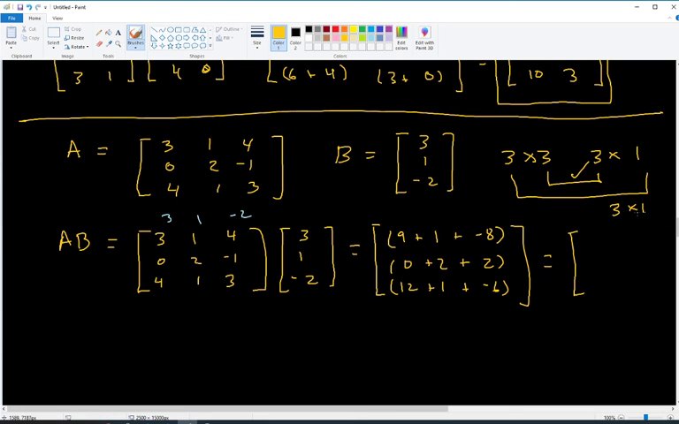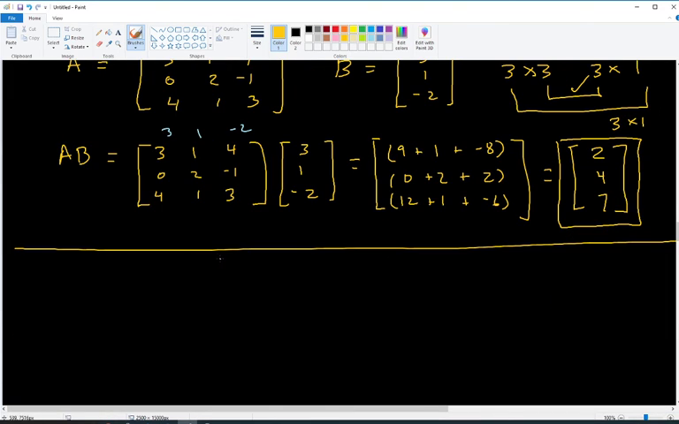We were supposed to get a 3 by 1 back, and we're going to. 9 plus 1 is 10. 10 take away 8 is 2. 0 plus 2 is 2. Plus 2 is 4. And 12 plus 1 is 13. Take away 6 leaves you 7. We end up with a 3 by 1 back, and our 3 by 1 is this matrix here.